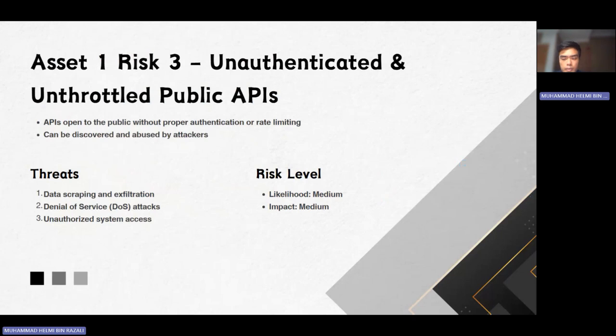And third is asset one, risk three, unauthenticated and unthrottled public APIs. This means that APIs are open to the public without requiring proper authentication or rate limiting. Attackers can easily discover and abuse them. The risk is medium for both likelihood and impact. Potential threats include data scraping, exfiltration, denial of service attacks (DDoS), and unauthorized system access.